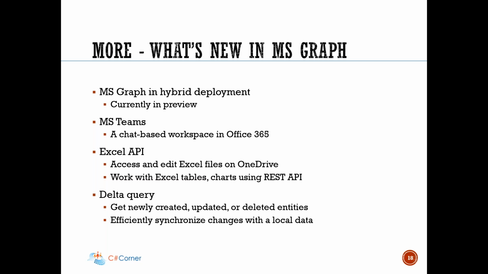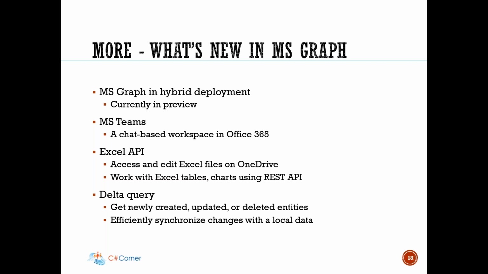Excel API. If you have Excel files stored on OneDrive, then you can directly access that file from OneDrive, and you can access as well as edit the data inside your Excel file. You can work with Excel tables, you can work with Excel charts, everything directly using Microsoft Graph. Many organizations use Excel, and they place some data on OneDrive. There are some applications that populate the data into Excel, and some other applications that use the data. If you have the same scenario, then you can provide data access and editing using the Excel API of Microsoft Graph.